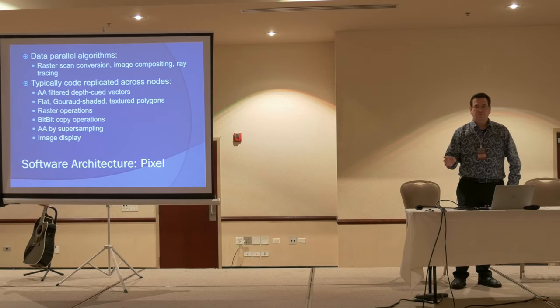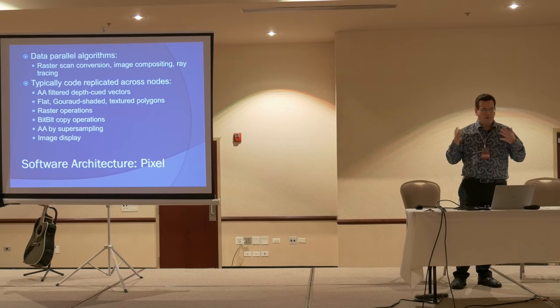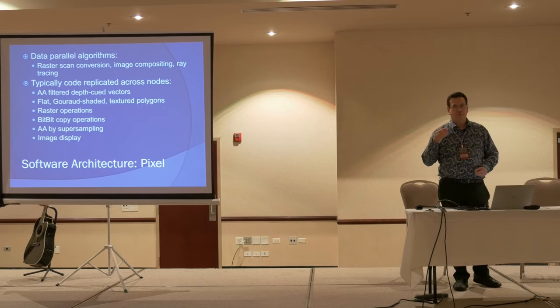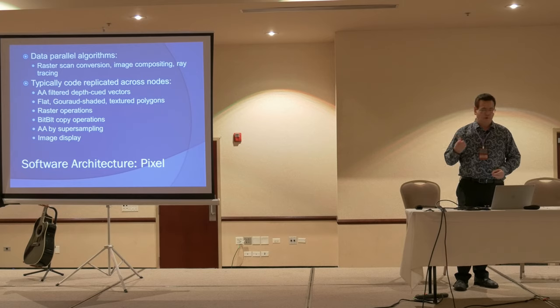For the pixel nodes, this is where all your parallel algorithms are going to be occurring, your raster scan conversion, any image compositing. This is also typically the place where, if you were doing a ray tracing oriented style renderer, that would happen. Typical things that you would do in these kinds of nodes: you do anti-aliased filtered depth cued vectors, and this is how you get what looks like a vector display on a raster machine. If you do the necessary filtering and draw them correctly, it can be just as crisp as a vector display. It takes some work, it takes some effort, and you have to do some careful calculation, but if you do it, you can get really good results.